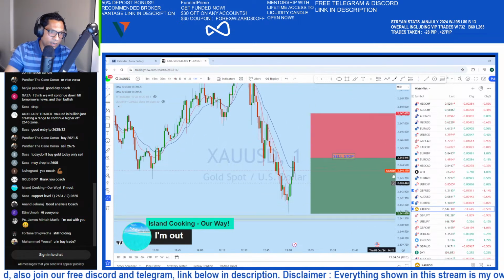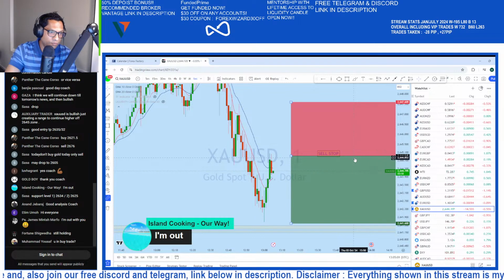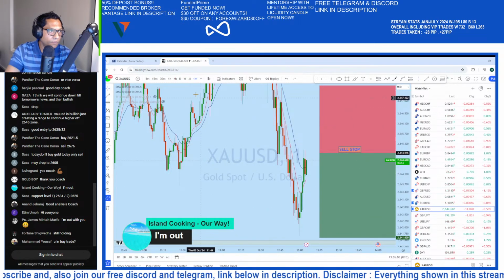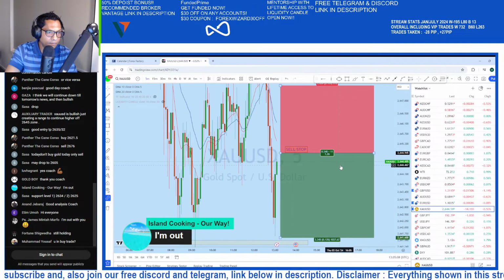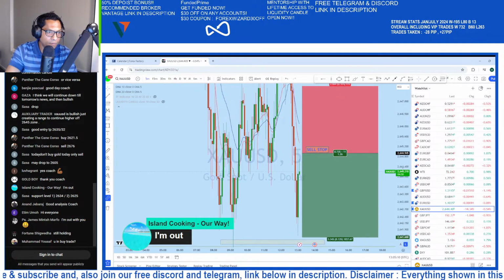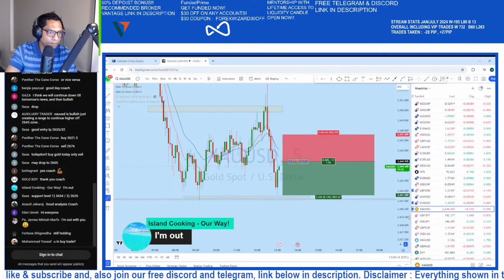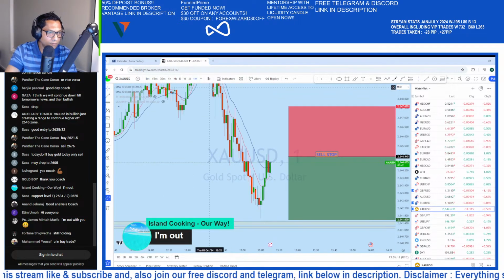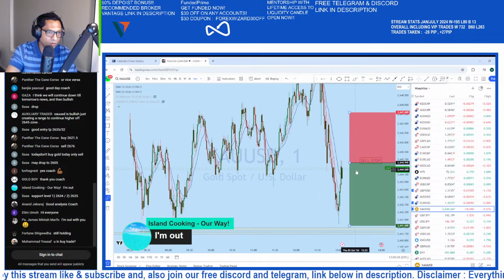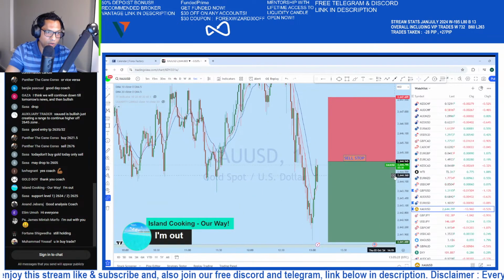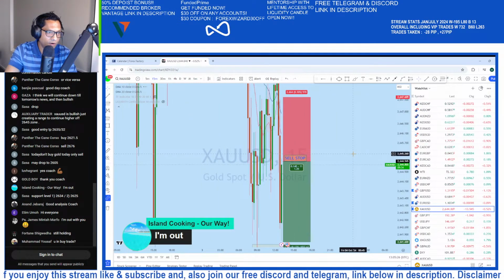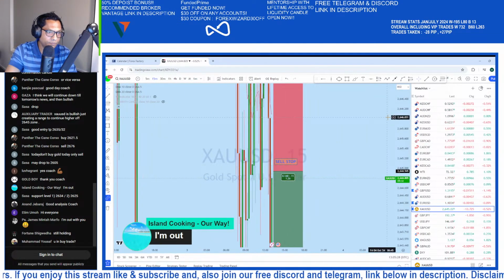Okay, with this massive bearish price action, it's very interesting price action formed. Now, is it forming an inverted head and shoulder? I think so. Might see an inverted head and shoulder formation.